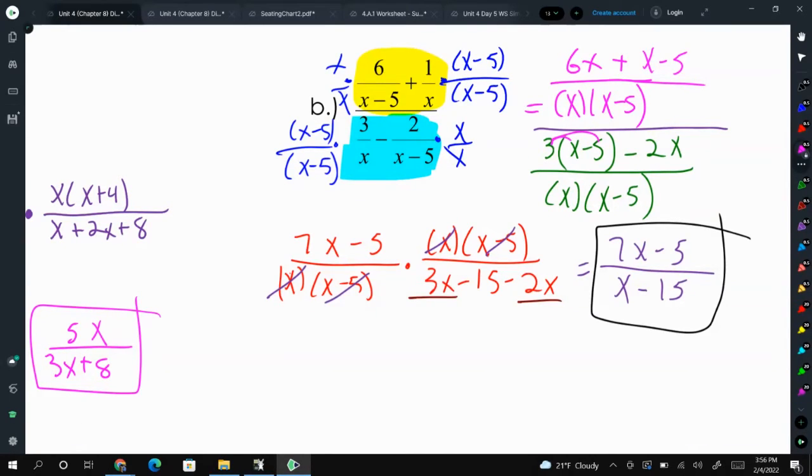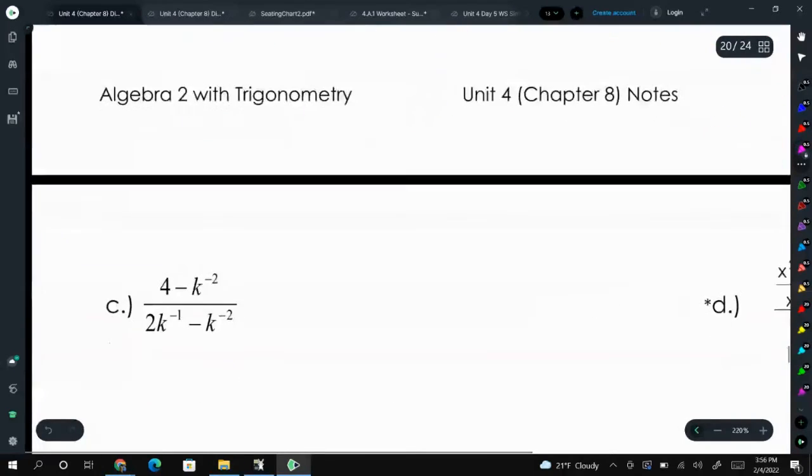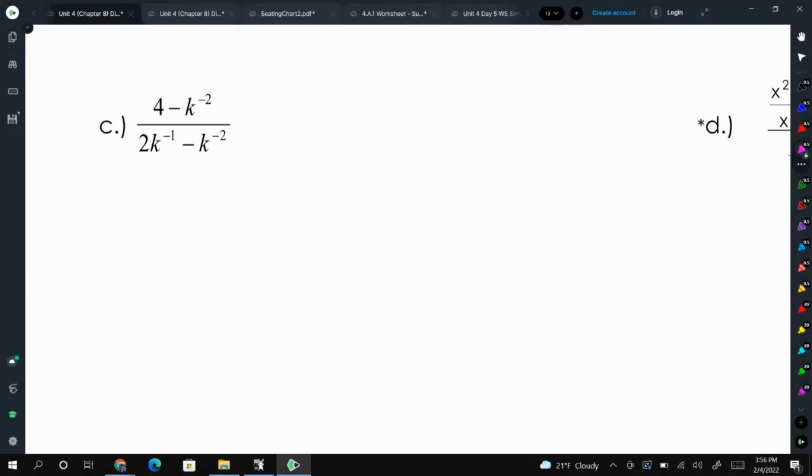But for the most part, you want to keep things in factored form so you can cross things out. At some point, if you need to factor to put something in factored form, then you would do that as well. So let's look at the next page. So here we have some negative exponents. Remember, negative exponents move things to the denominator.